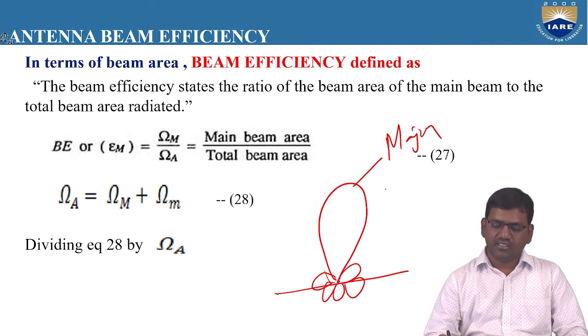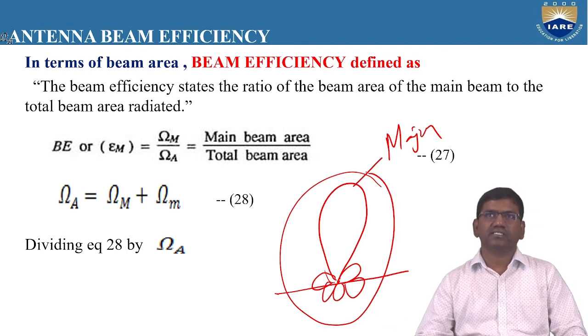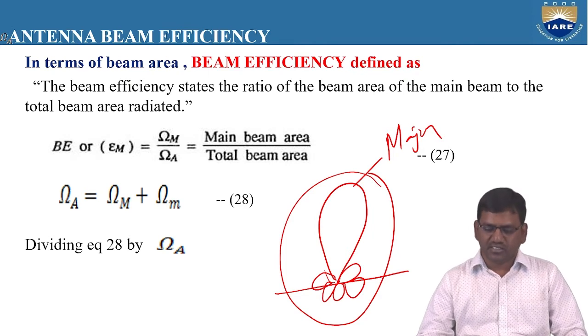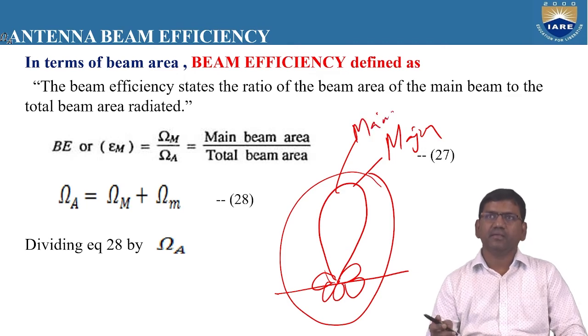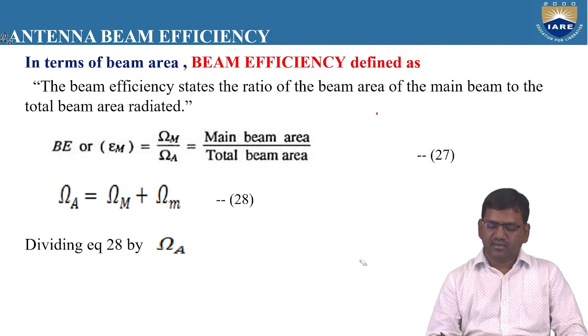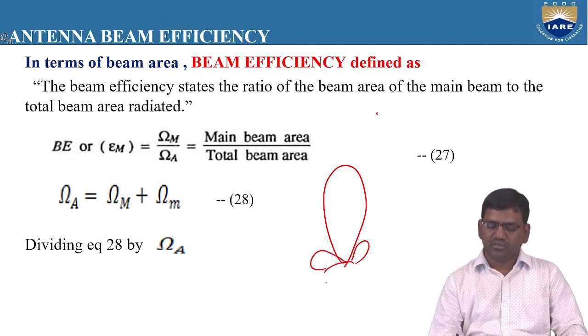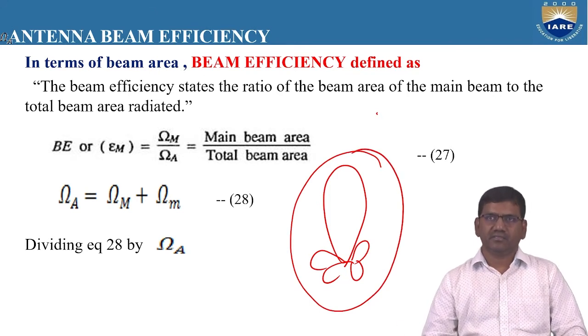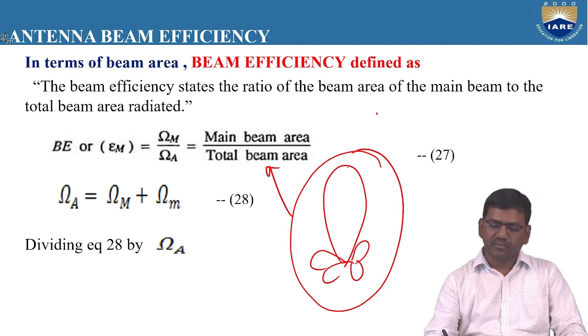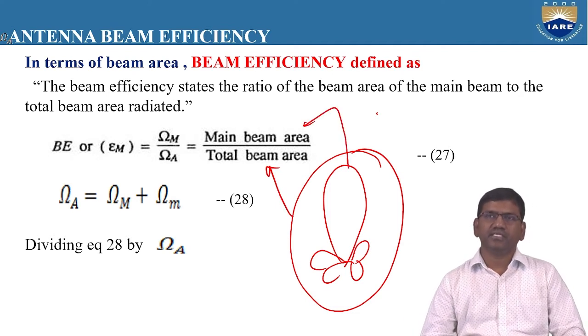This entire portion of the major lobe and the side lobes, this is known as the total beam area, which is the total power radiated by the antenna. And this portion we call the main beam area. That means the major lobe area we call the main beam area.